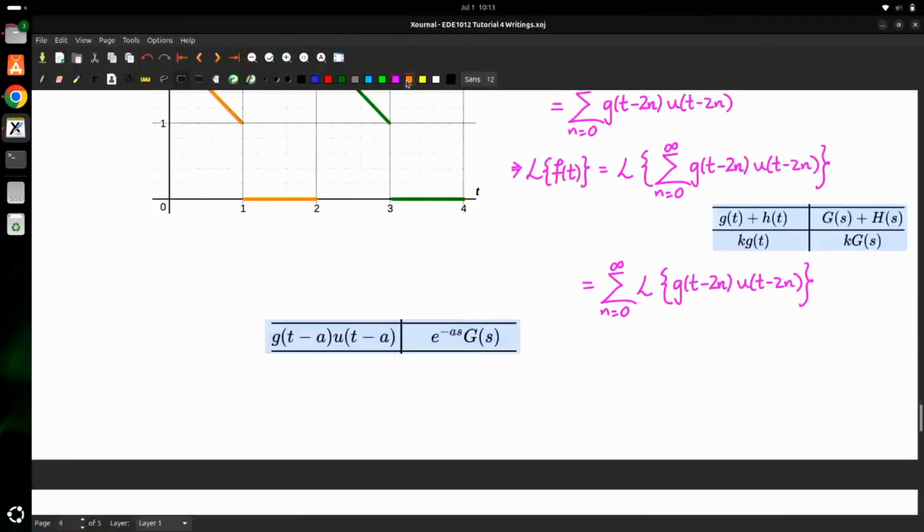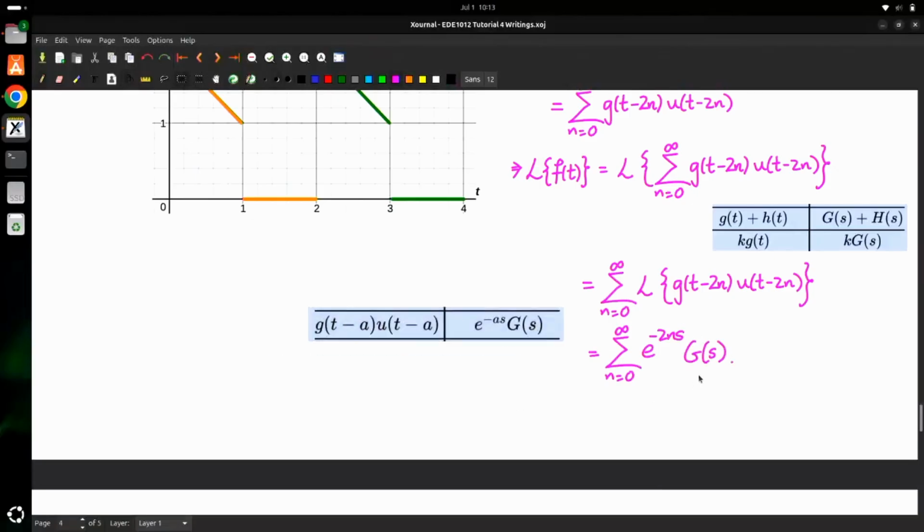So then what's the answer? The answer is the sum of e to the minus 2ns times big G of s. Is that right? But what's the big G of s? Fine, we haven't found it yet. Okay? Find big G of s. So you just have to write down g of t. Okay, wait, maybe I do it here.